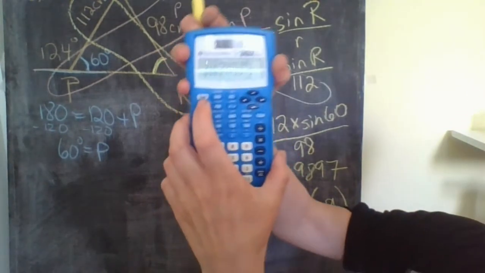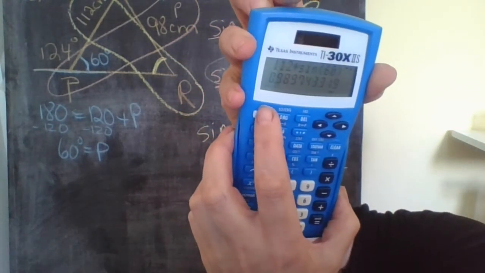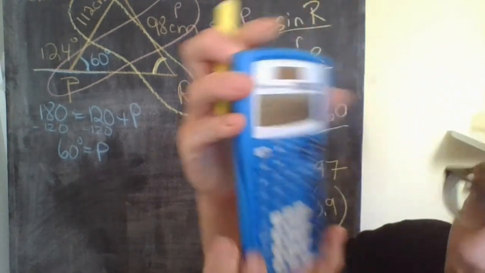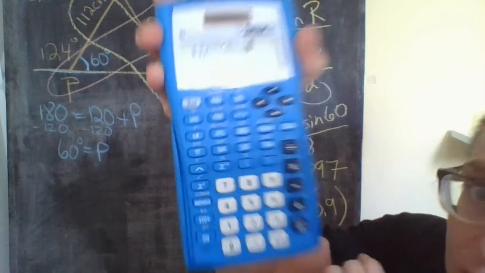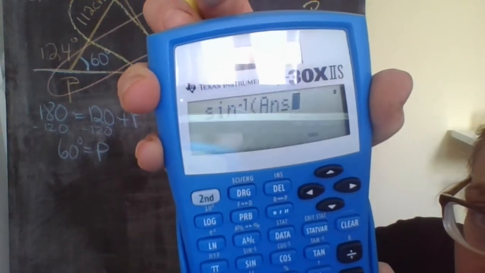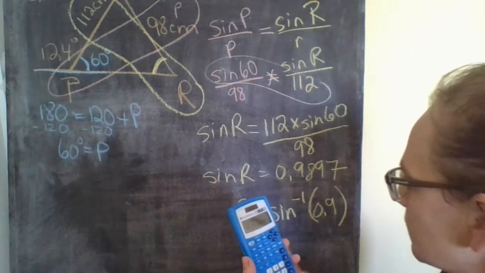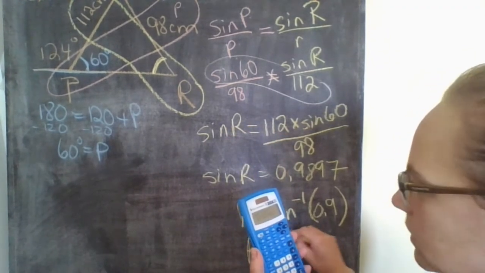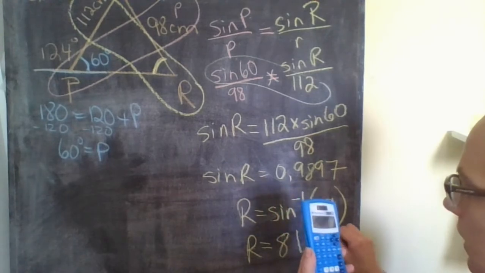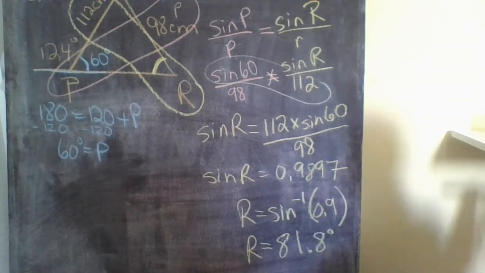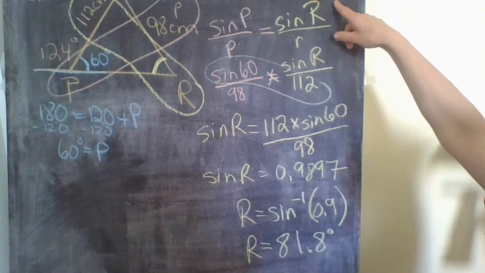So to get that, remember it's our second function. Hit the sine button so I get that sine minus 1 shows up. And then I can stick in that ans. So my calculator's stored the answer I just had, and then it gives it to me. And I don't even have to type in that great big long decimal. That would round to 81.8 degrees. So that's pretty good.